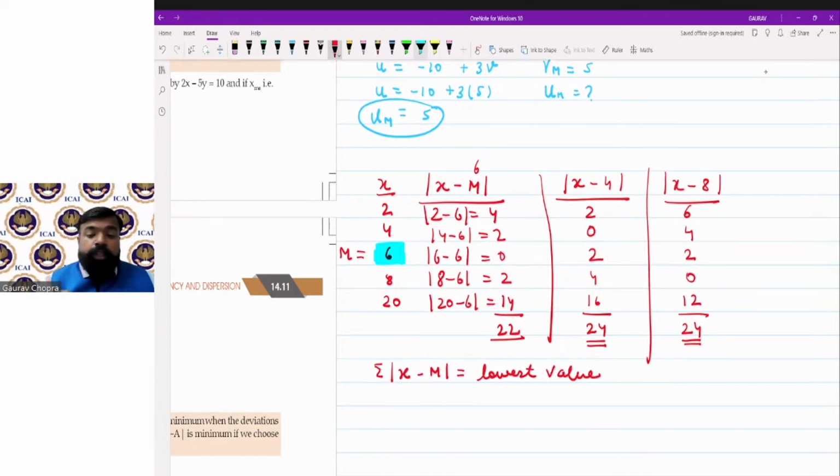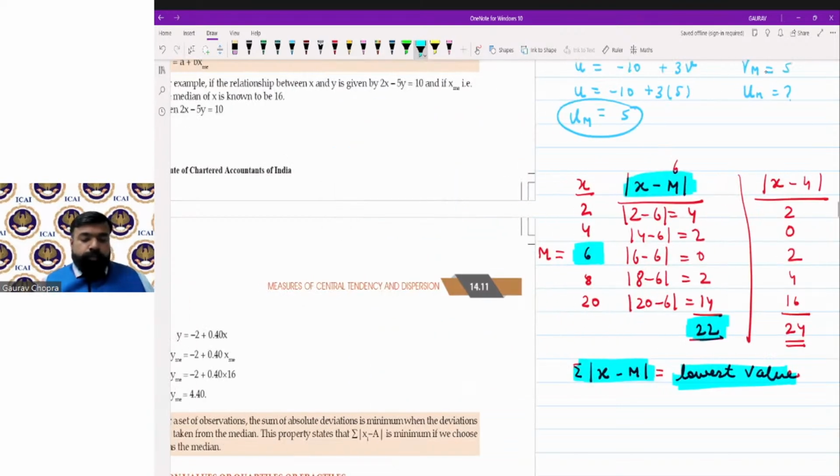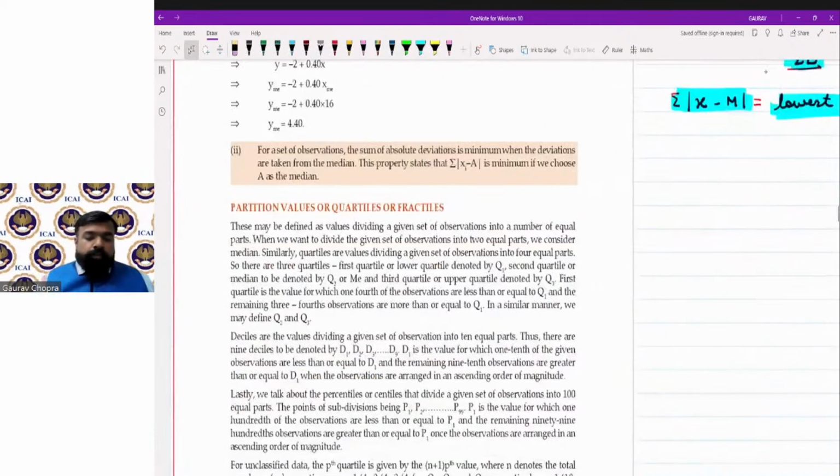So which is the lowest possible value? The lowest possible value is 22, which is taken from the median. So whenever the deviation is taken from the median, it comes as the lowest value. So sigma mod x minus median will always give us the lowest value. All right.